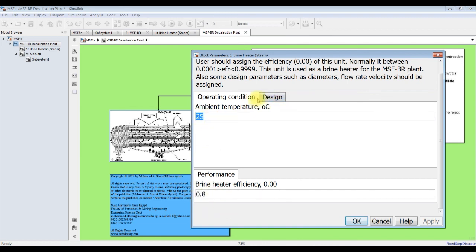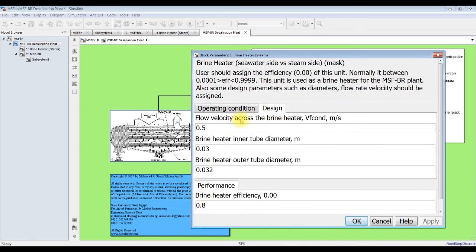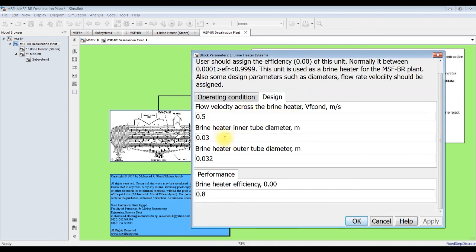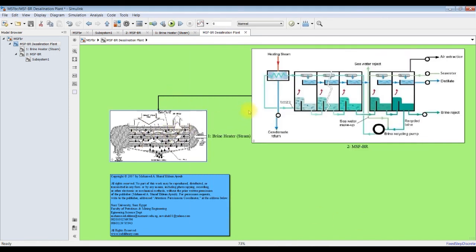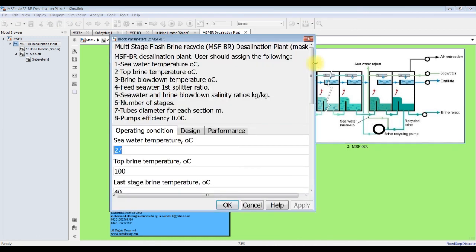Let's run our model, let's design it. This is a flow velocity, a typical value for the brine heater. Input the inner tube diameter and outer tube diameter. I will keep it as it is. Okay, this is the brine heater. Let's go to the multi-stage flash itself.